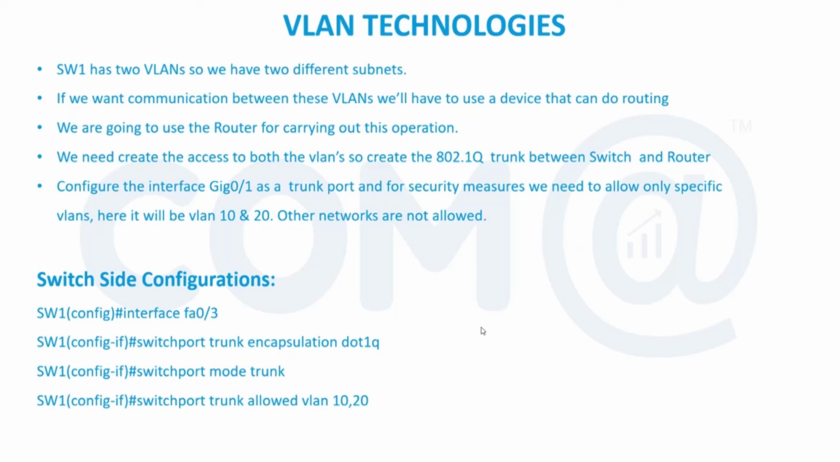So create an 802.1Q trunk between the switch and the router. Configure the interface gig 0/1 as a trunk port. We have to follow these instructions so that we can successfully run the setup. On the switch side, we have to follow these configurations. Get into the interface, switchport trunk encapsulation. So encapsulate the trunk port with dot1q, then mention switchport mode trunk and allow the VLANs.